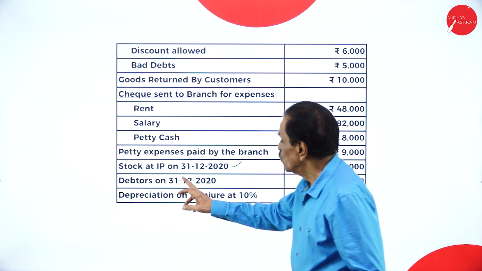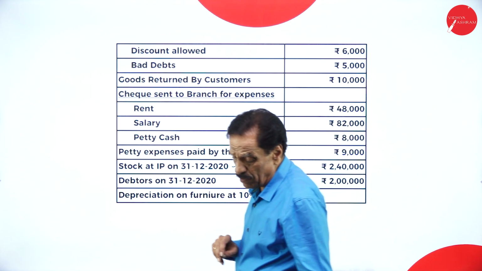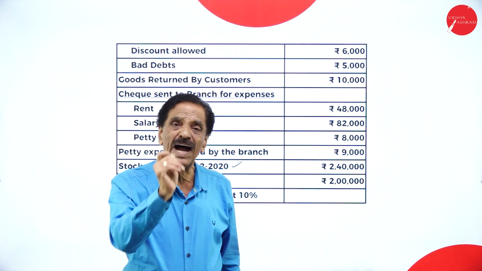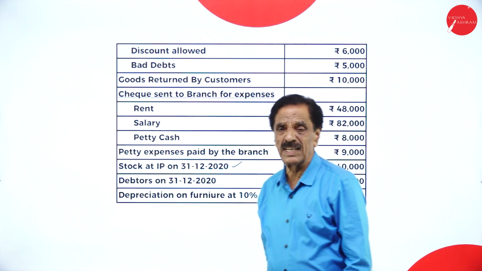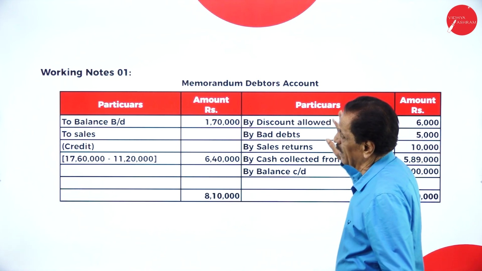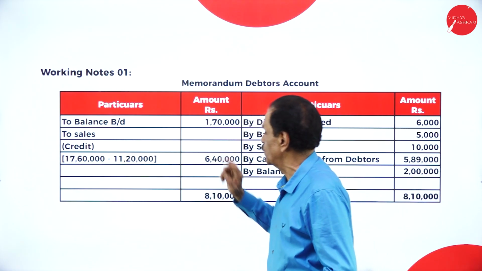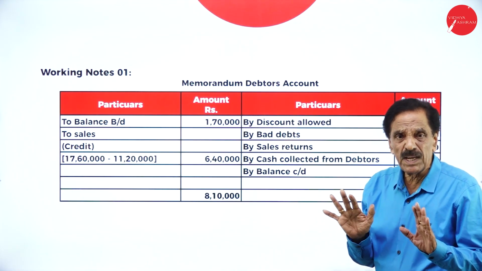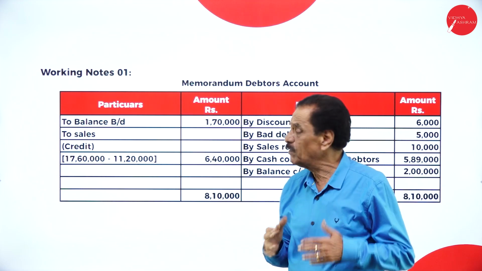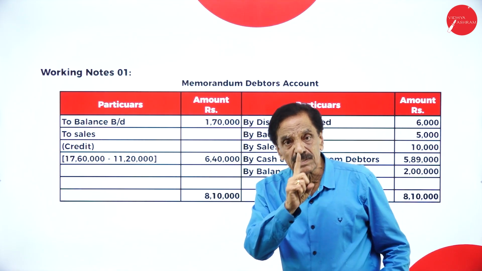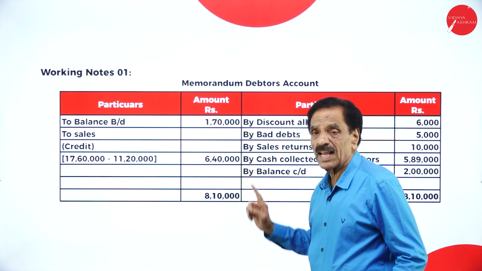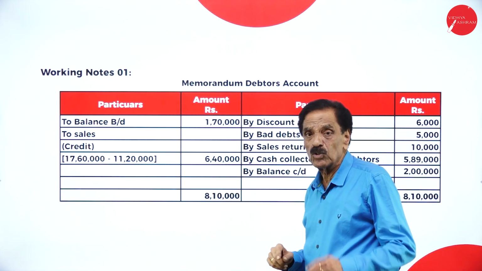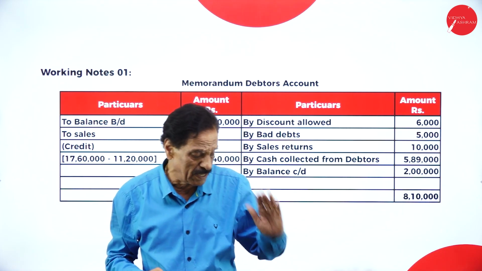If we see, you have the closing debtor. So what is missing? Cash received from the customer is missing. That means you have to prepare the debtor account. Opening debtor balance brought down: at the beginning, we have to receive from our customer 1,70,000. During the year, your credit sale is 6,40,000. Total amount to be received is 8,10,000.